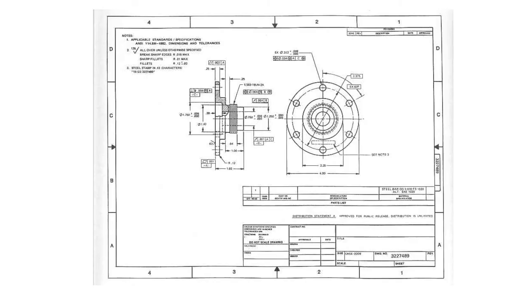Here's an example of a blueprint. I don't know what this is. It looks like some kind of flange, some threaded-on fitting type flange. But you can see there's a lot going on here. We've got dimensions and radiuses and angles and all kinds of good information that needs to be transmitted to whoever's constructing this part.